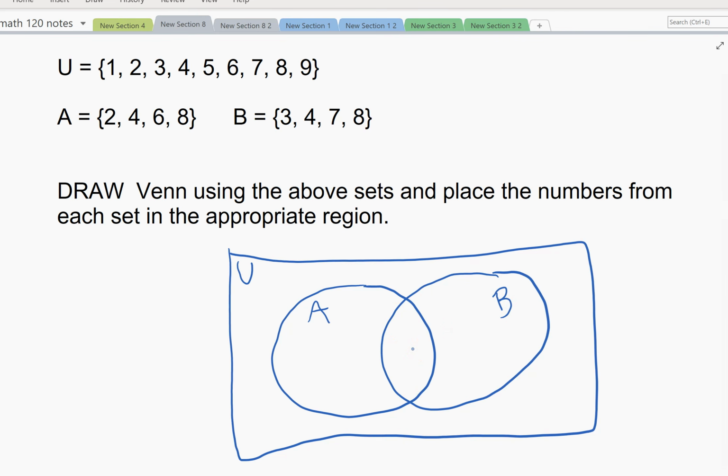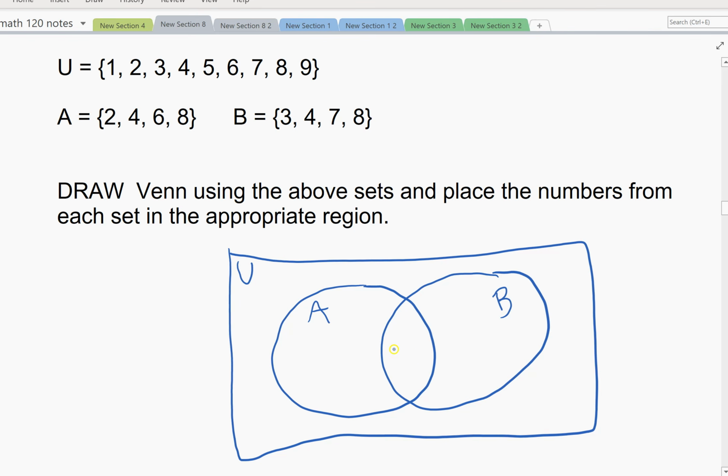And so this is a visual representation. The rectangle would represent all of the numbers 1 through 9. Circle A would represent the numbers 2, 4, 6, 8. Circle B represents the numbers 3, 4, 7, and 8. And then I put the numbers in the appropriate regions.